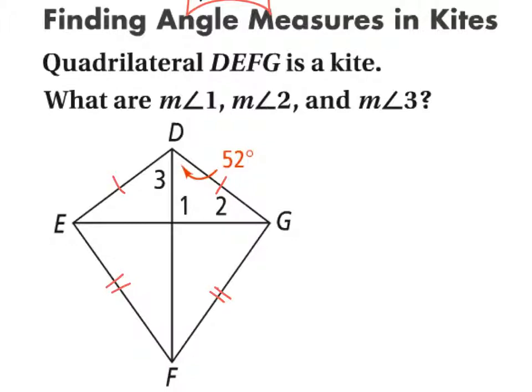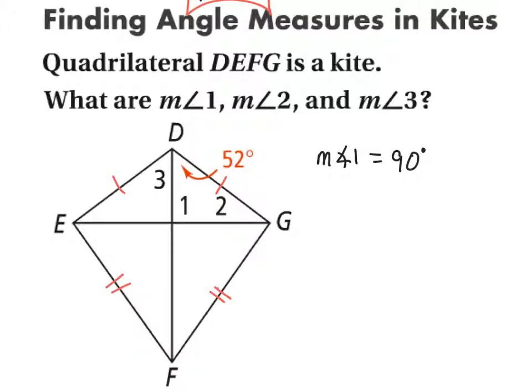I like to have that marked so that I can very easily identify vertex angles, non-vertex angles, and of course the vertex and non-vertex diagonals. So now that I know that, there should be 2 angles that I can immediately say the answer for. Somebody name one of them. Angle 1 is 90 degrees. The measure of angle 1 is 90 degrees because we know the diagonals of a kite are perpendicular.